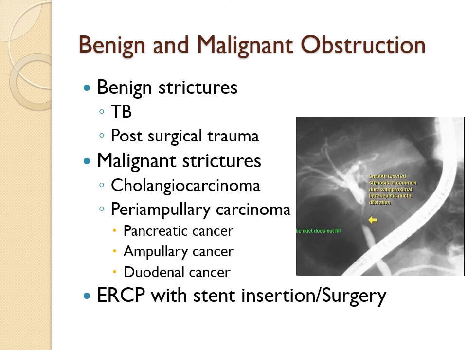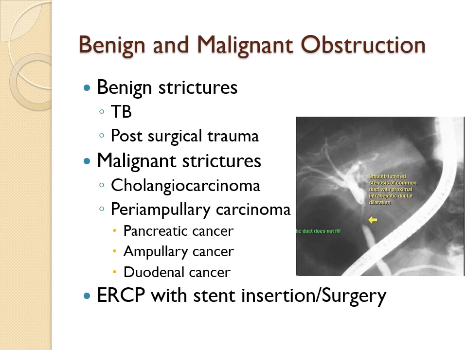Though very rare, there can be instances wherein there's also inadvertent ligation of the common bile duct during cholecystectomy, also producing a stricture. For malignant strictures, cancer of the bile ducts is termed cholangiocarcinoma. So this is a primary cancer occurring inside the bile duct, producing strictures. Now for periampullary carcinoma, what happens there would be extrinsic compression of the bile ducts. So this can occur with pancreatic cancer, ampullary cancer, or duodenal cancer.